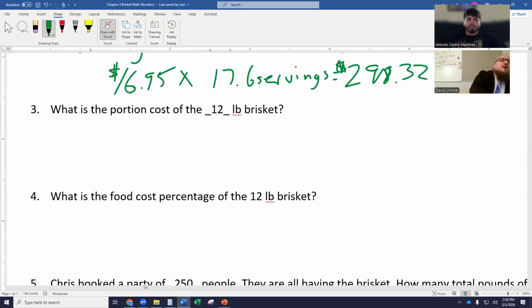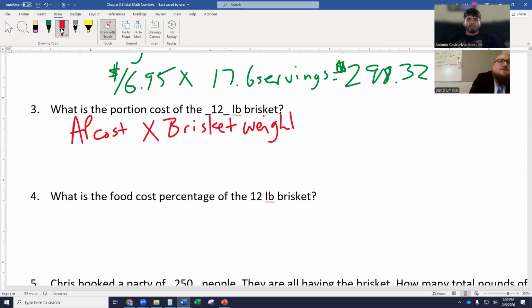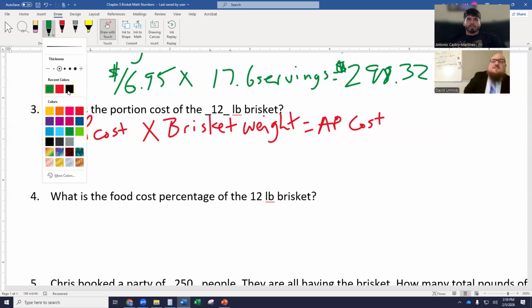What is the portion cost? How we figure that out is we take the AP cost times the brisket weight. And that's going to give us our AP cost. Not a percent, not yet. So that's our AP cost. That's how much it costs us to buy that brisket.